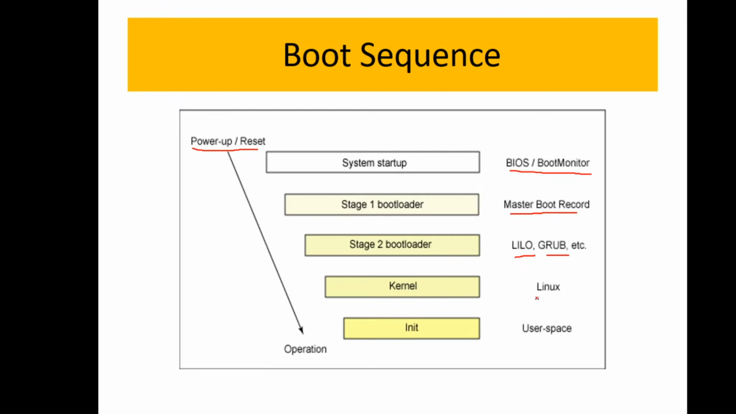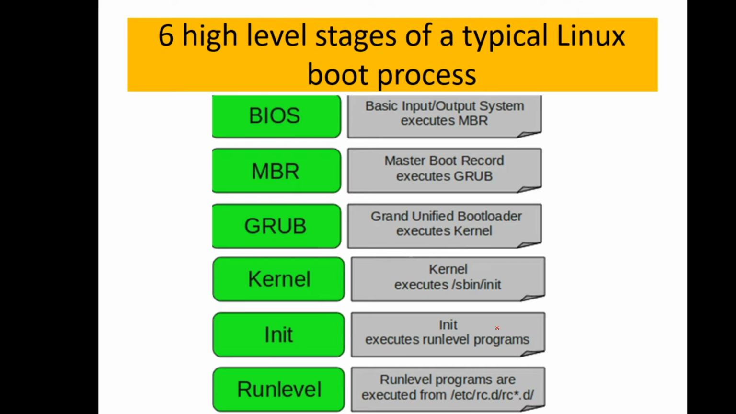So the exact operating system kernel is loaded, which in turn gets the service of init. Through init the user space is created. So this is the complete boot sequence. We can put it in another way as well. There are 6 high-level stages of a typical Linux boot process.